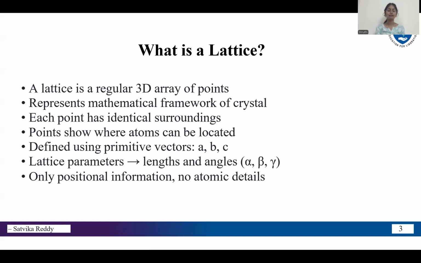A lattice is a regular 3D array of points. It represents the mathematical framework of the crystal. Each point has identical surroundings. Points show where atoms can be located. It is defined using primitive vectors a, b, c, and the lattice parameters: lengths and the angles alpha, beta, and gamma. Only positional information is required, no atomic details.